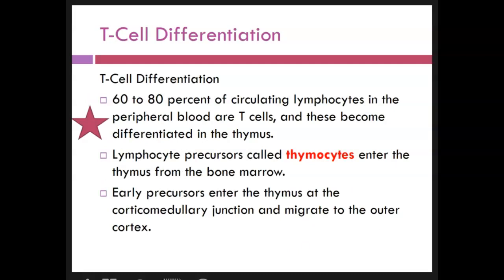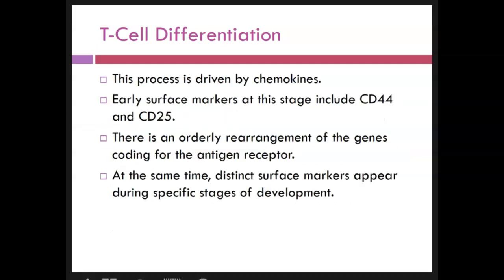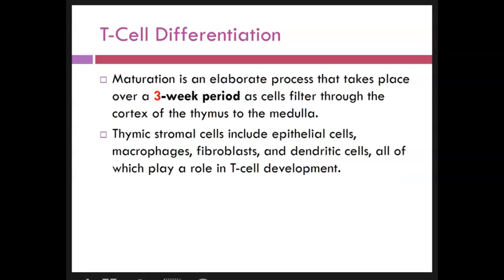T cell differentiation or maturation takes about 3 weeks. Remember, these are 60 to 80% of circulating lymphocytes in our peripheral blood, and the lymphocyte precursors are called thymocytes, and they enter the thymus from the bone marrow. This process is driven by chemokines, and we don't care what kind of CD antigens they have. But what we are interested to know is that maturation takes about 3 weeks as they're filtered through the different parts of the thymus.